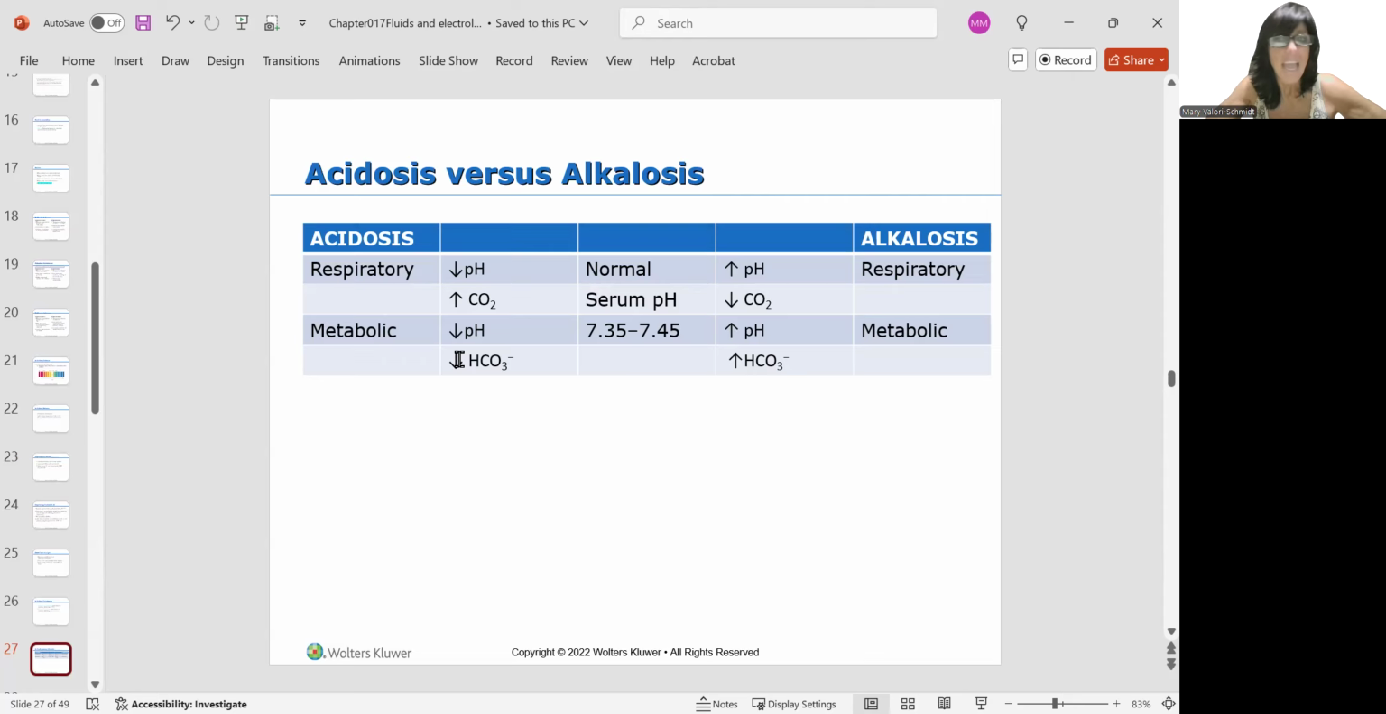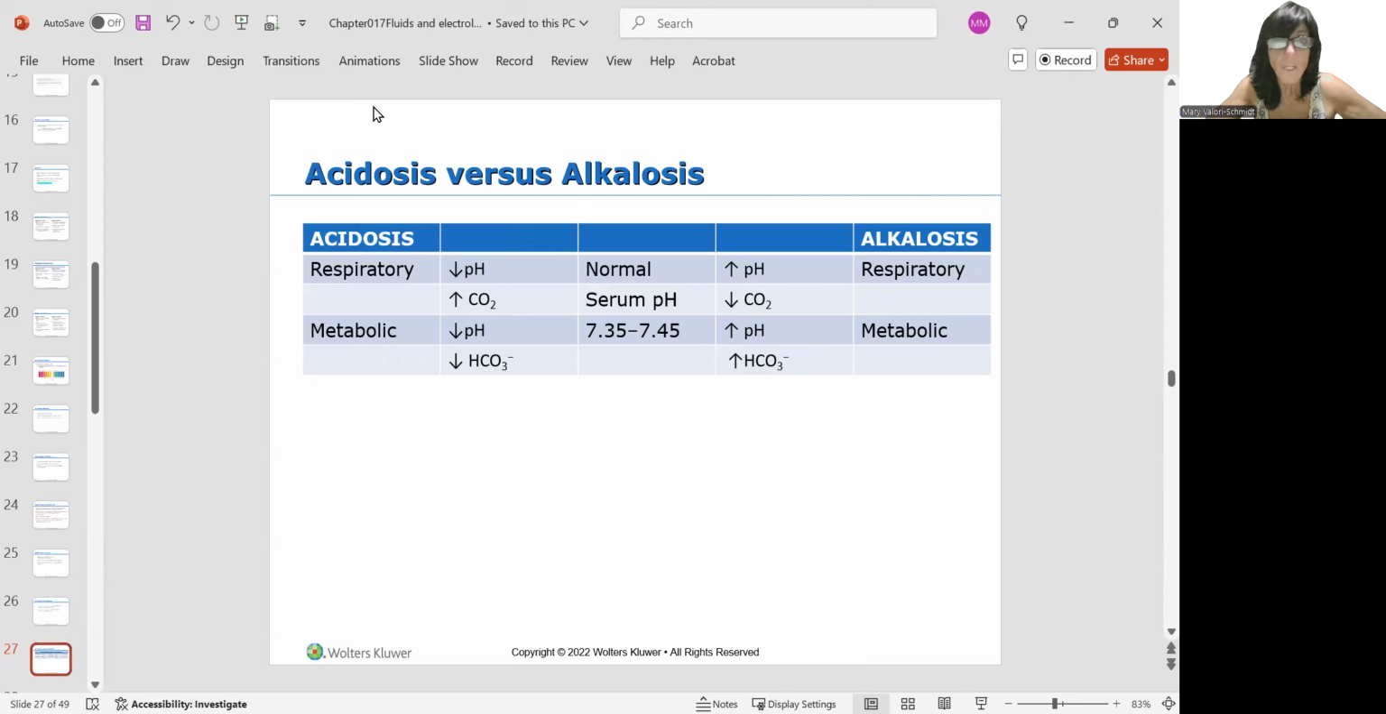See what I mean? And even on the other side, for alkalosis, pH is up, CO2 is down, respiratory alkalosis. See, they're the opposite. Metabolic, pH is up, bicarb is up, metabolic equal, metabolic alkalosis.